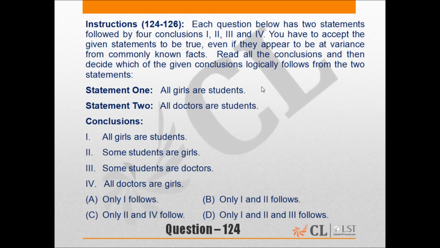Questions 124 to 126. A few more questions here. These questions are again based on deductive reasoning itself, but they are presented in a different manner. Over here, 2 statements are given to you, then 4 conclusions are given. You have to assess which of the conclusions follow from the given facts. Statements 1 and 2 are the facts, and the 4 conclusions are already given. Now you have to look at which of the conclusions follow from the given facts.